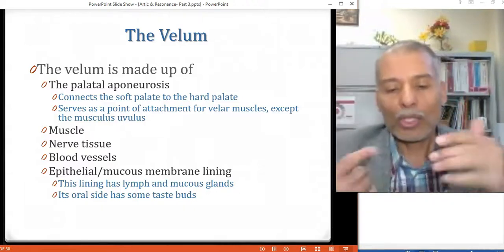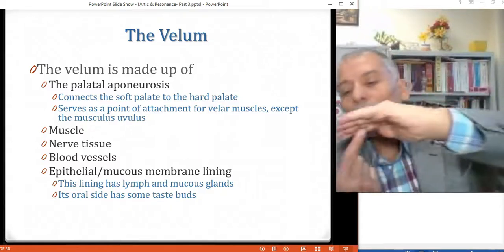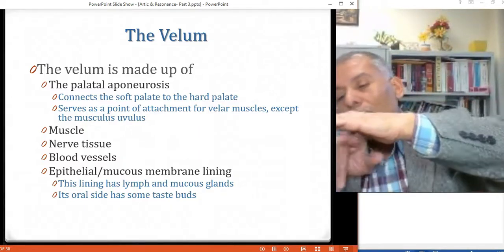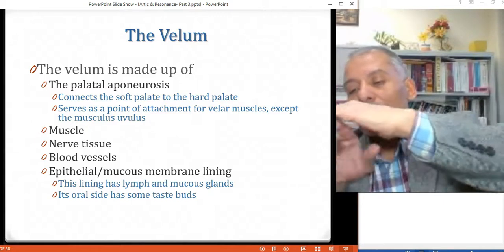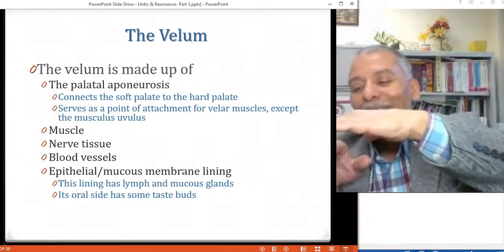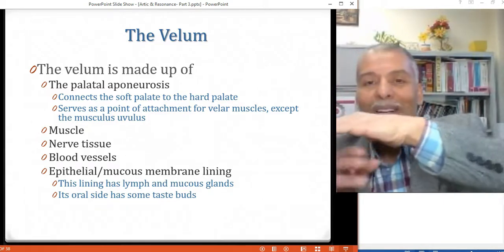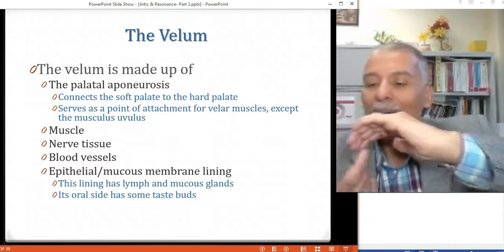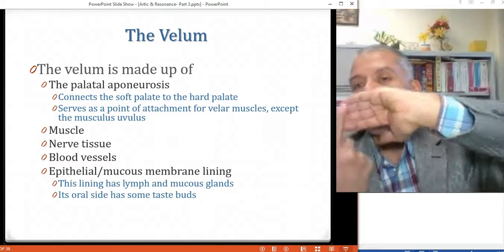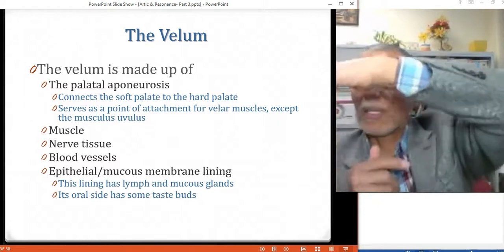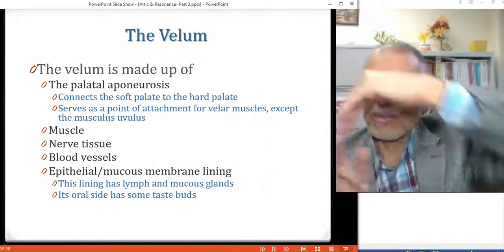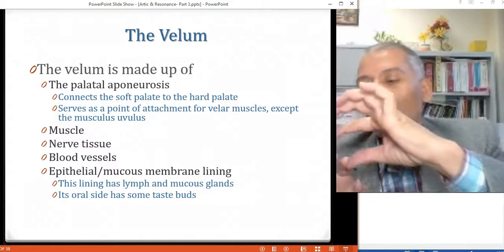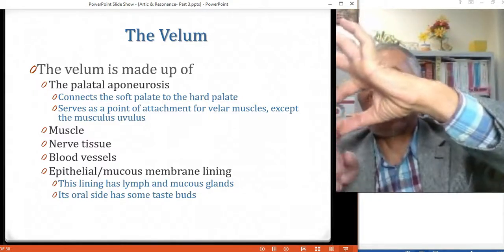So as you are swallowing food, now you feel it. You feel the taste to the last bit of it, with the back of the tongue having large taste buds, and the surface of the velum that's facing the mouth, the oral cavity, also has some taste buds, so you can feel the taste from above and below.